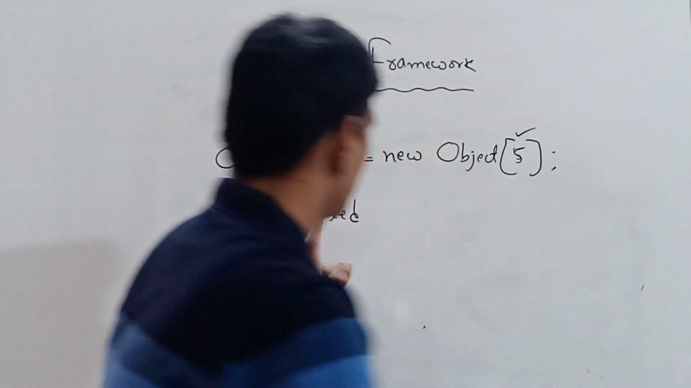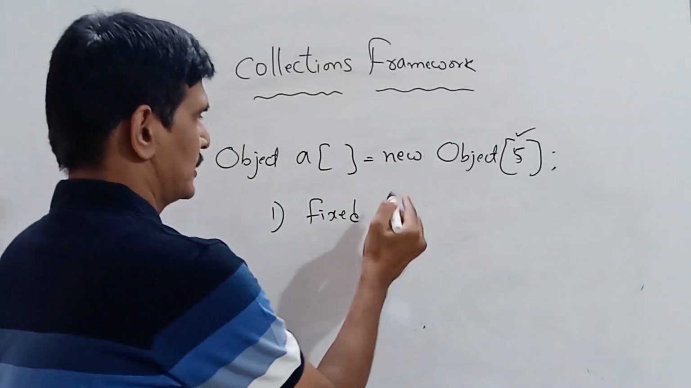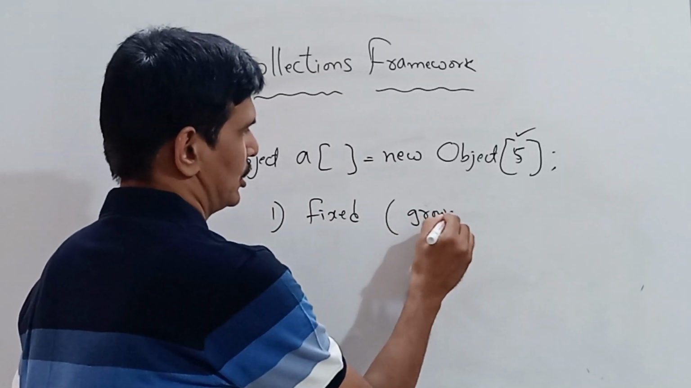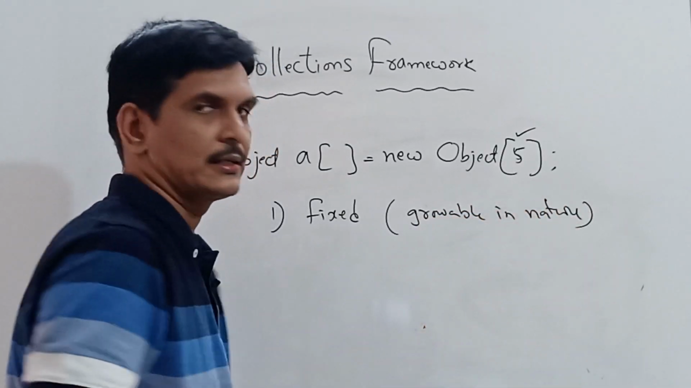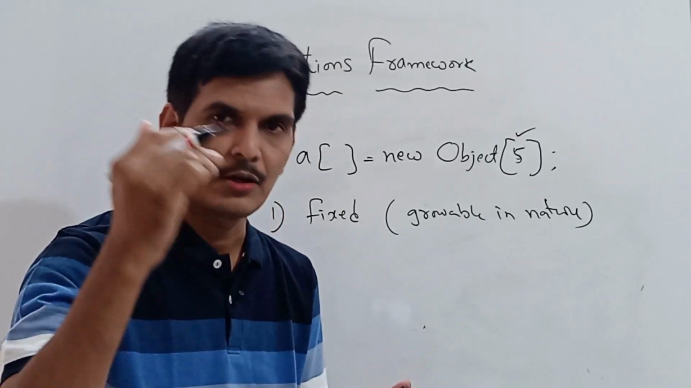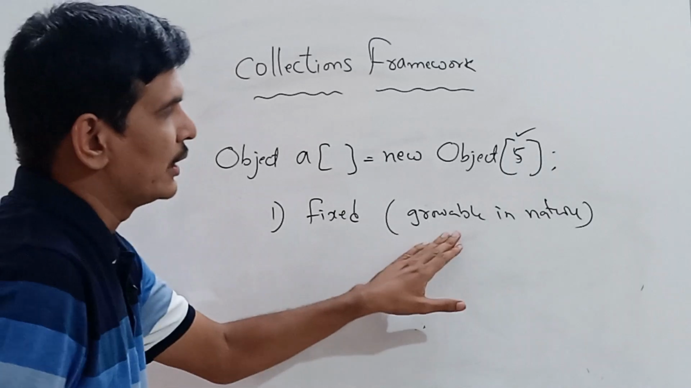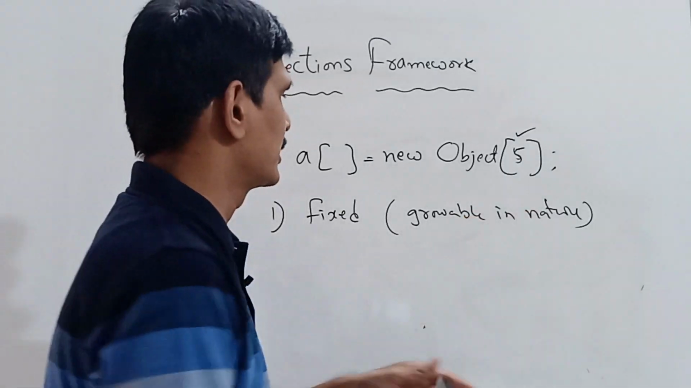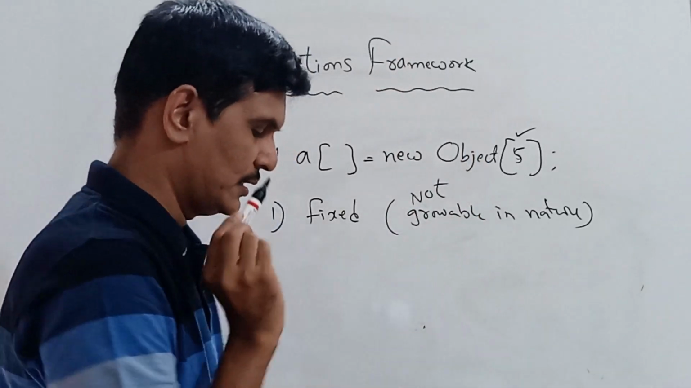array is fixed in size, which means it is not growable. These are technical terms: arrays are not growable in nature. That means at runtime we cannot increase or decrease the size of an array. So array is not growable in nature. This is the first problem.